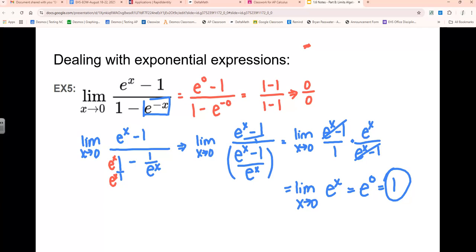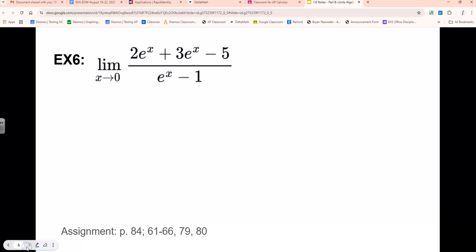Okay, so if you see some negative exponents, there's a good chance you need to change that to a fraction and do a complex fraction with it, like we were doing yesterday. Okay, questions there? All right, I got one more for you.